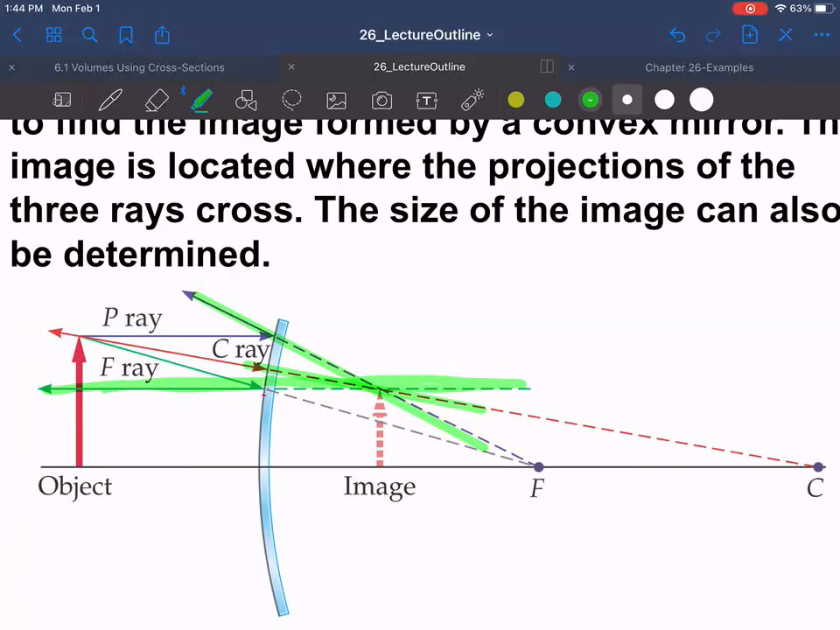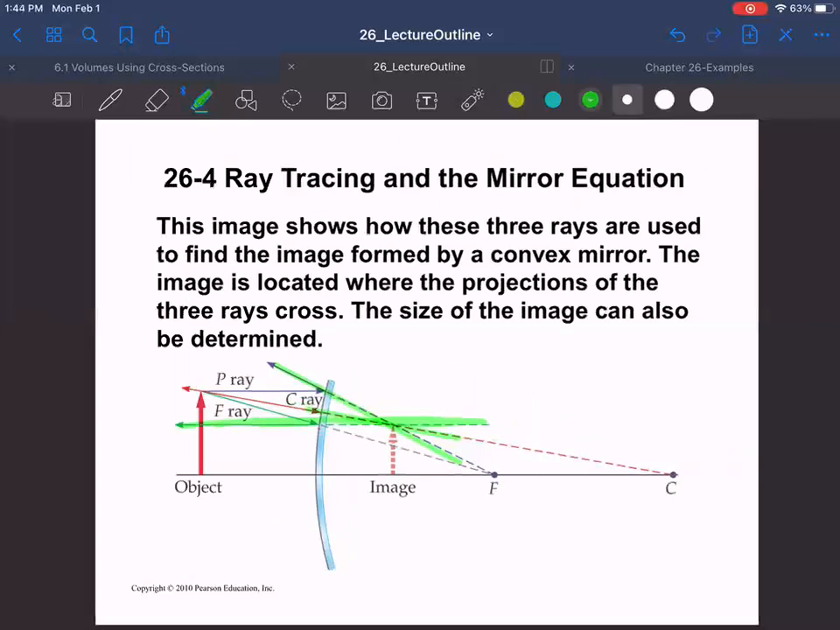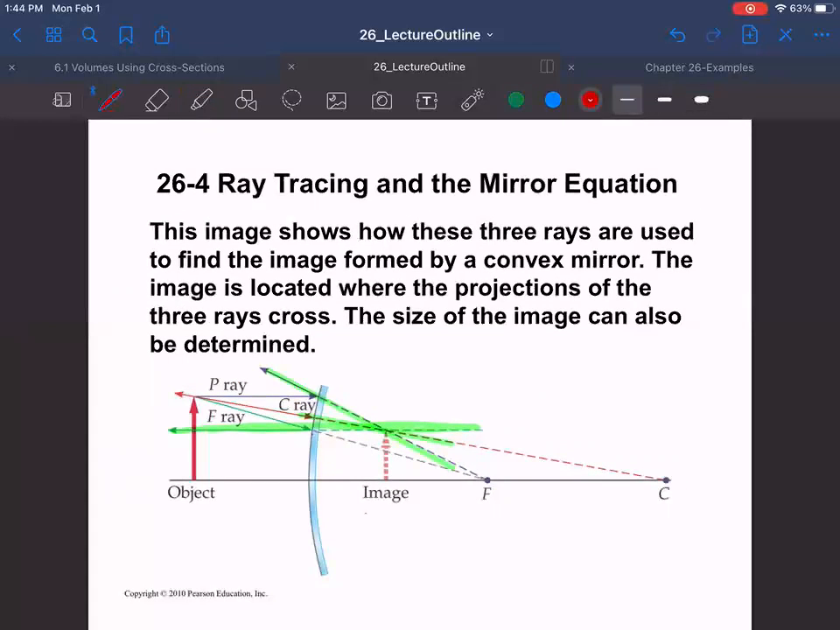Think back to any time you've done that, that's what it looks like. This is your thing you get. This is virtual, upright, reduced. And we can write that. This is a virtual, upright, which pretty much those two go hand in hand, and reduced. Not all virtual images are going to be reduced, but this one is. Virtual, upright, reduced.